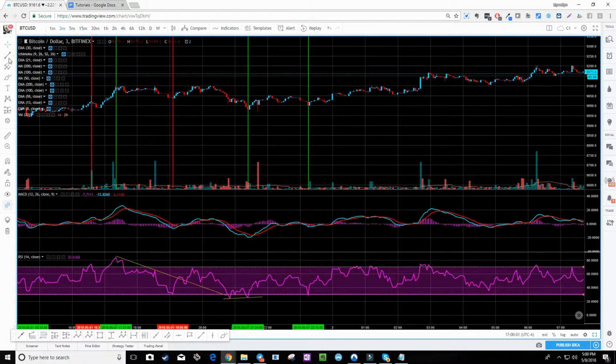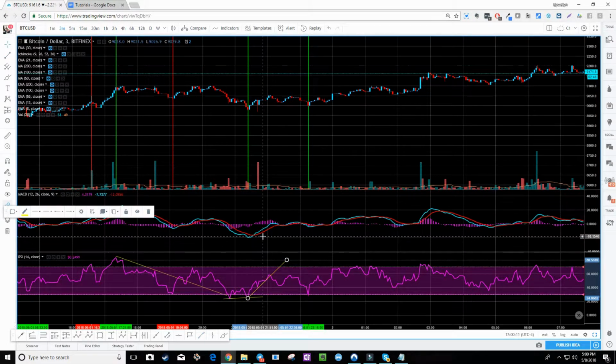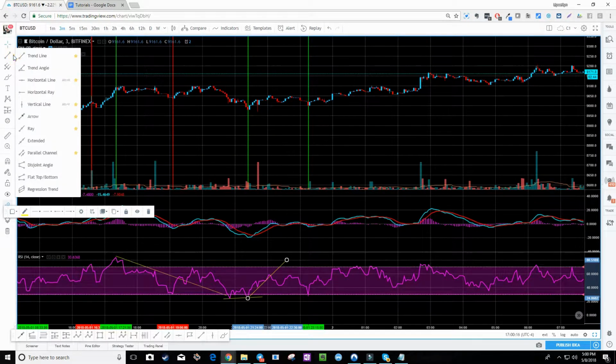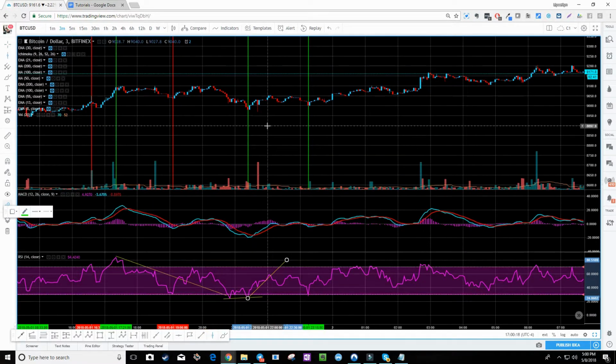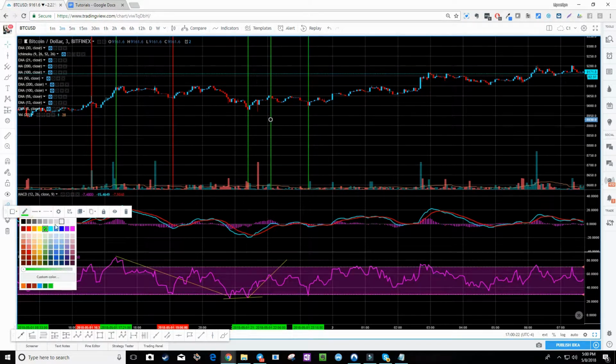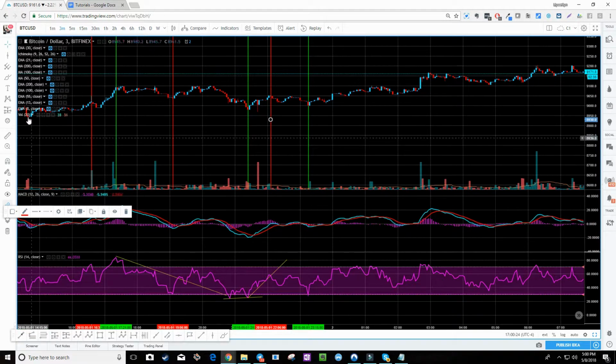Let me draw that trend line again. Somehow I managed to screw this up. So if you came in right here, you do something like that, and then you'd close about right there, and that would be another percent almost.